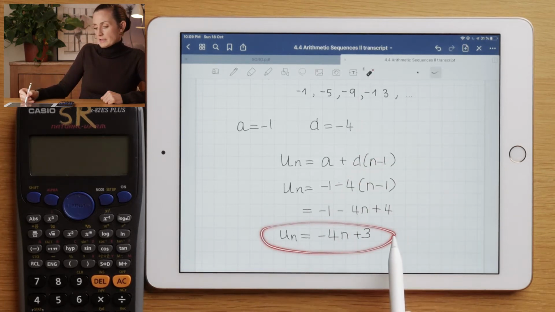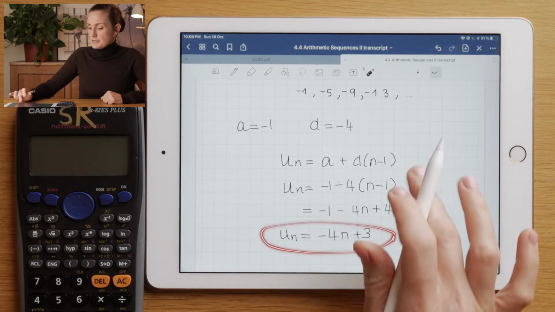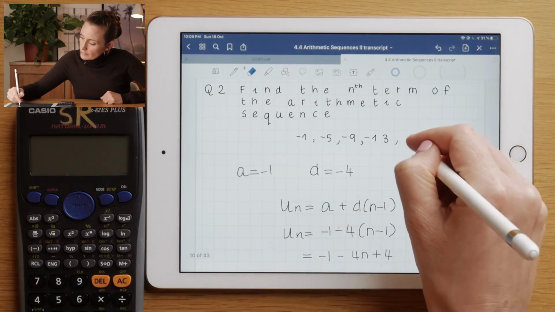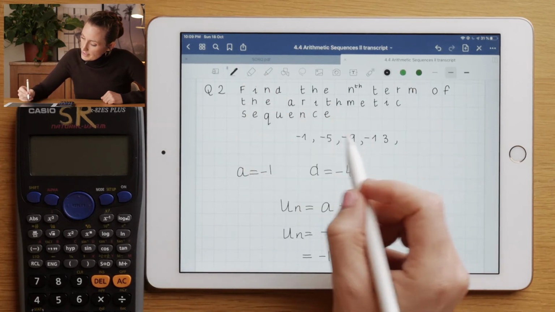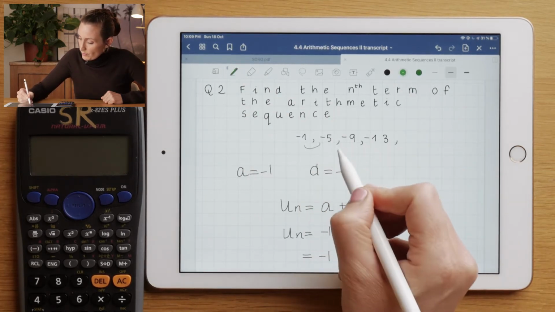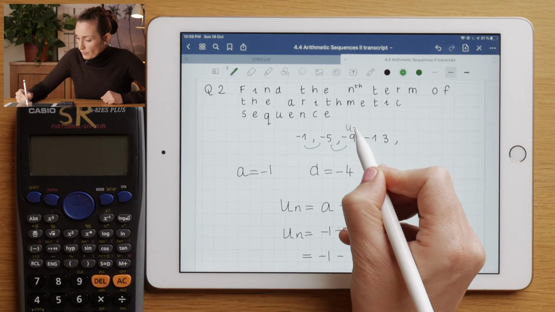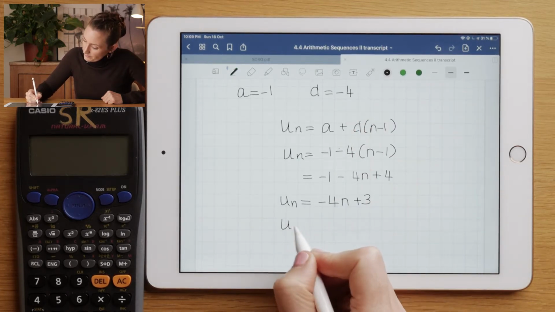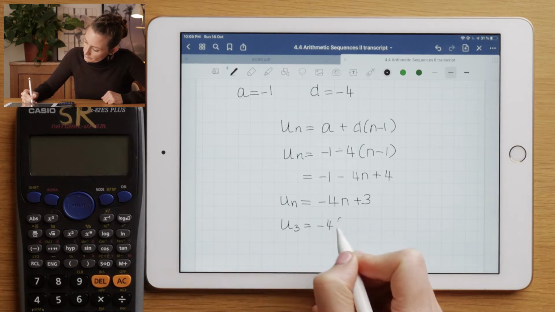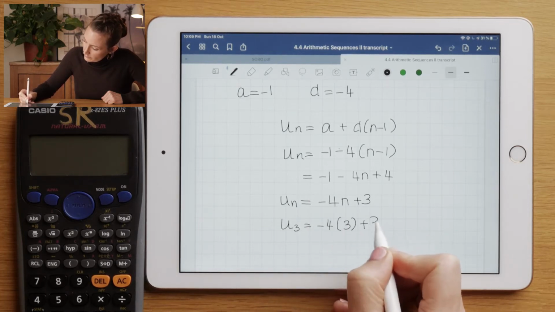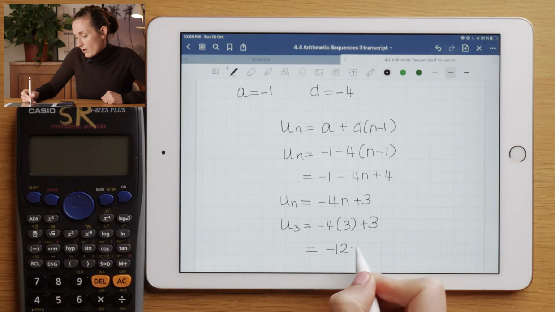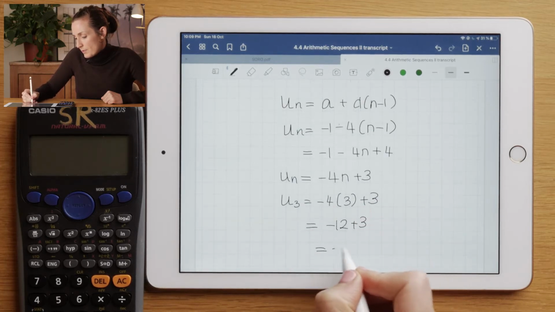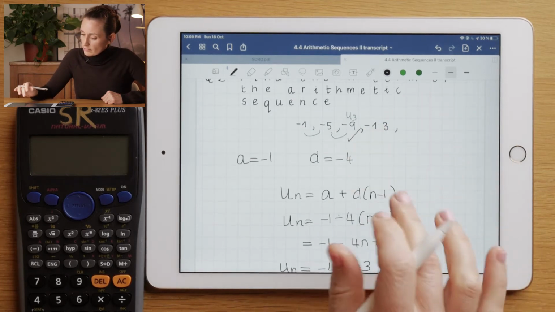With that formula, I could substitute any value of n I wanted and get that term in the sequence. You can try it quickly to see if it works here. We know, for example, U3 is -9. So if I put in here 3, that would give me -12 plus 3, which would be the third term is -9, which it was.